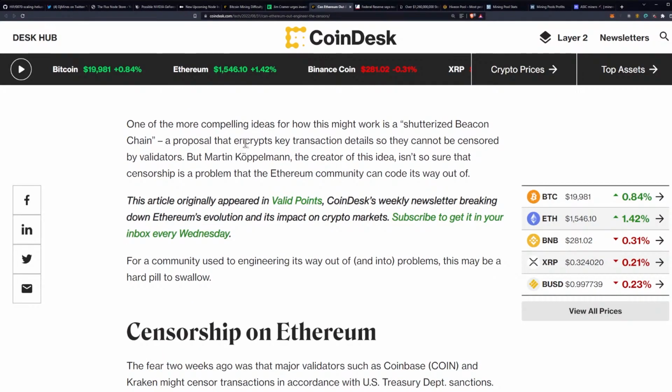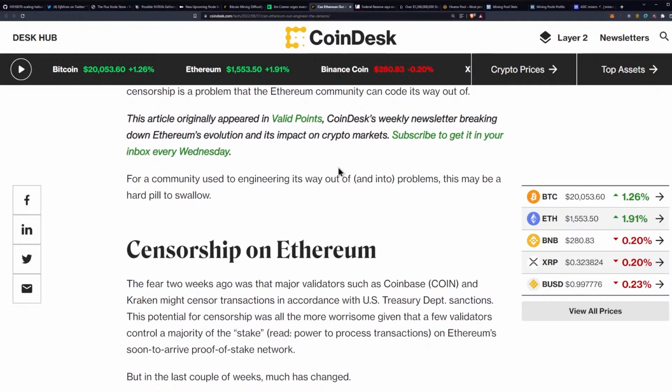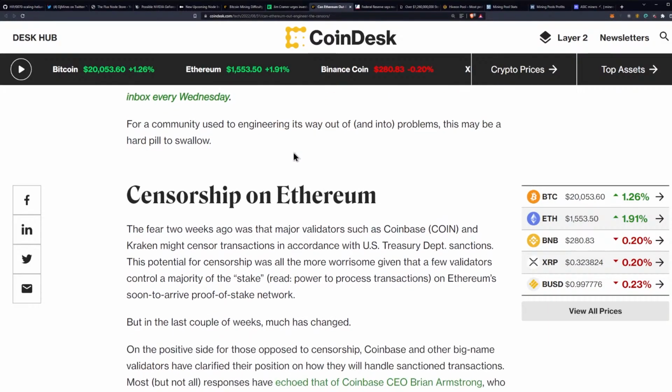One of the more compelling ideas for how this might work is a shutterized beacon chain, a proposal that encrypts key transaction details so they cannot be censored by validators. But Martin Kopelman, the creator of this idea, isn't so sure that censorship is a problem that the Ethereum community can code its way out of. For a community used to engineering its way out of and into problems, this may be a hard pill to swallow.